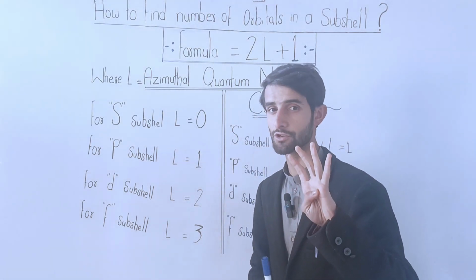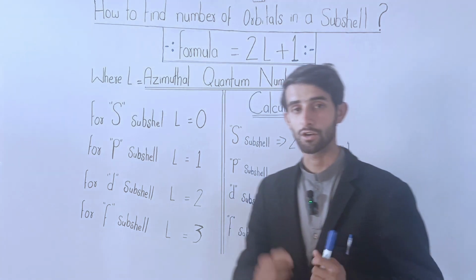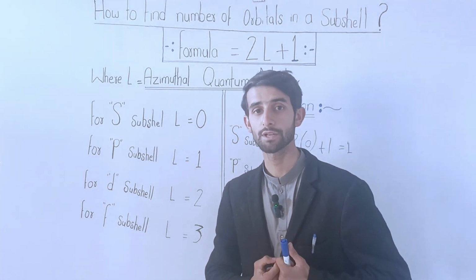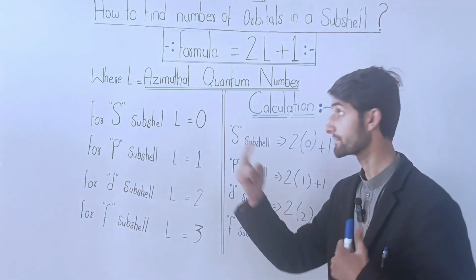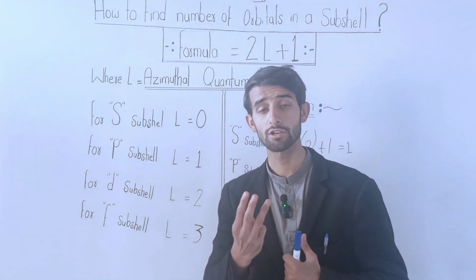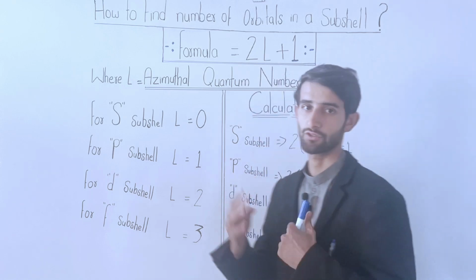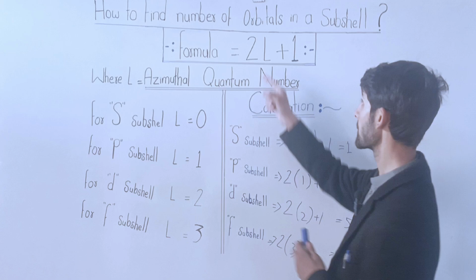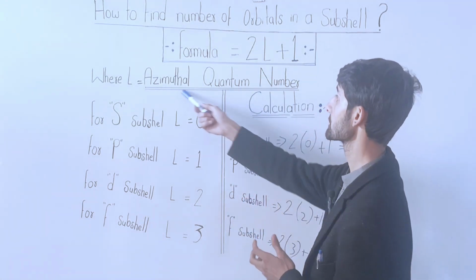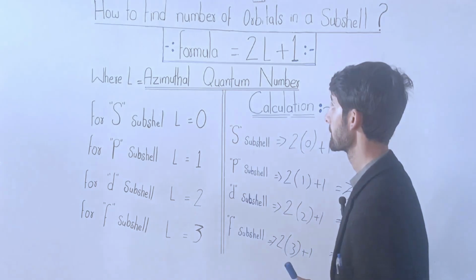Four quantum numbers are present in each atom. First one is principal quantum number, second one is azimuthal quantum number, third one is magnetic quantum number, and the fourth one is spin quantum number. So we will put the constant value of azimuthal quantum number in this formula.